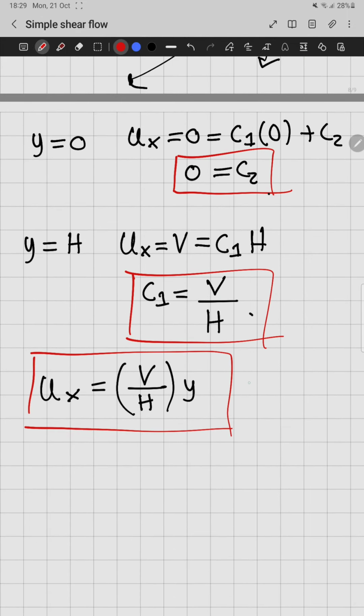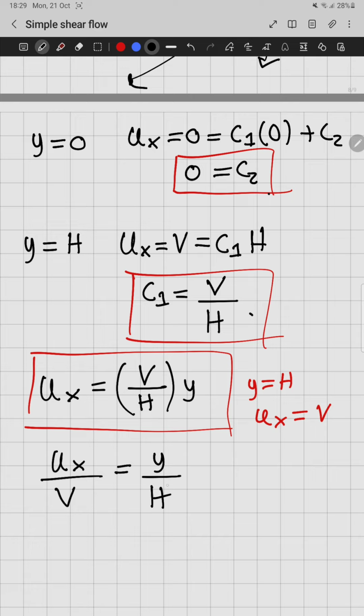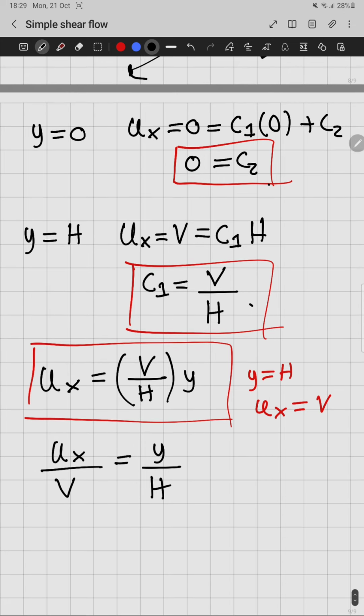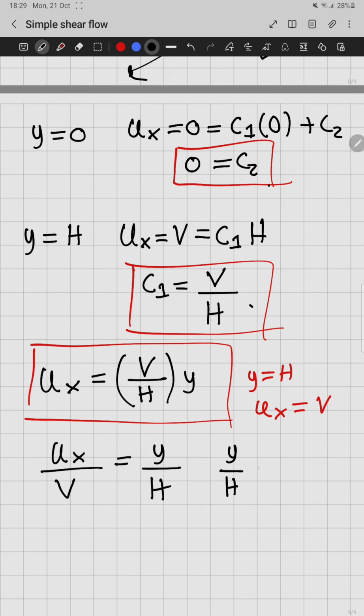And obviously, at the top, ux is equal to ub. So let me rewrite this equation like this. So ux over ub. I'm just passing ub to the left side. So now we have a dimensionless equation. So y over h is going to be within the domain 0, 1, and ux divided by ub is going to be within the domain 0, 1.